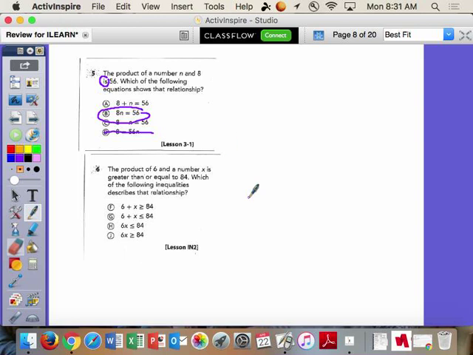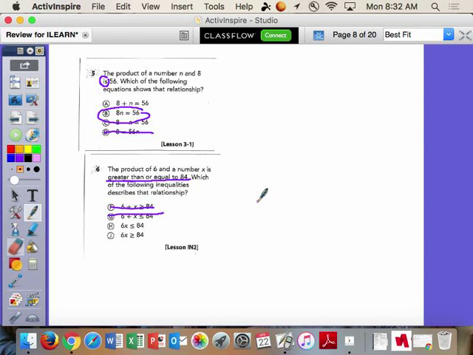The product of 6 and a number x. We just talked about what product means. Multiply. So which one shows that? H and J. Okay? Then it says greater than or equal to. Which one shows that? J. J is the only one that shows that.